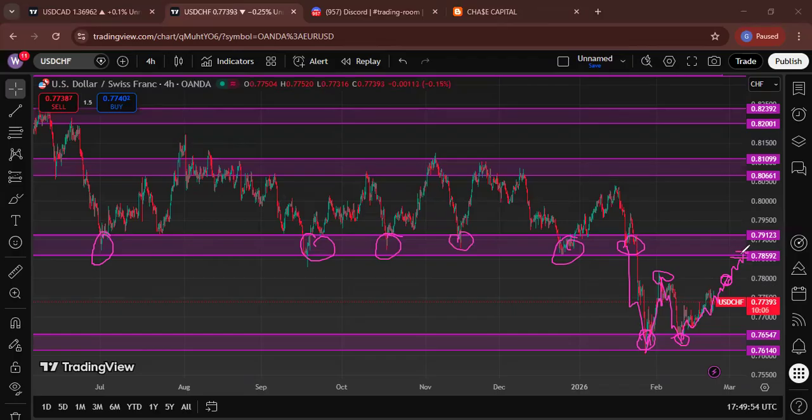So we have that. Let's wait and see how price reacts to this. Definitely, your first target is 0.78 thousand. Then the next target is 0.78590 areas. Okay.